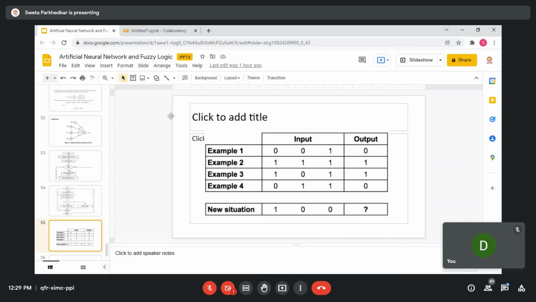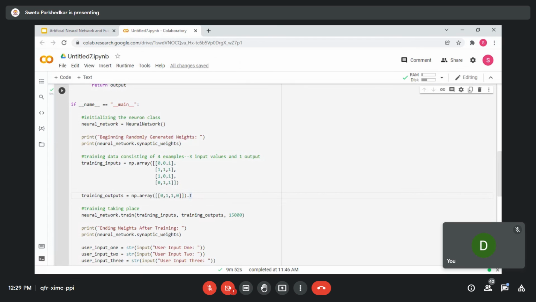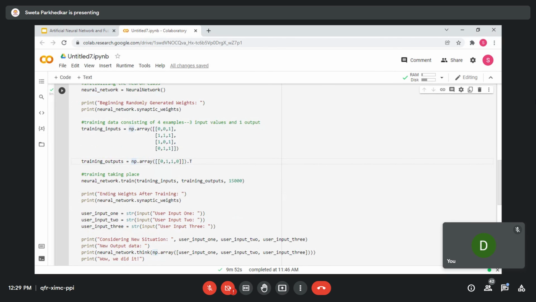Here, the training output is 0110, and all these inputs I have written in an array. Now I am transposing these two arrays. .T means I am taking a transpose of this np.array. Transpose means that it is currently a row array and I want to make it vertical. So I am transposing this output, and then I'll multiply this input with the output. Now here the training will take place. I'll run this code.